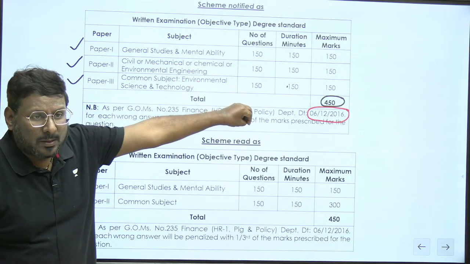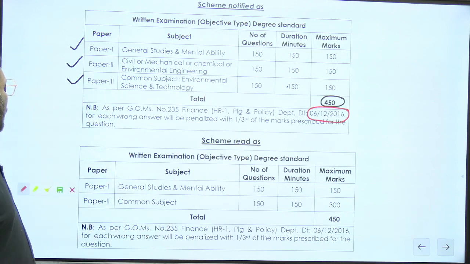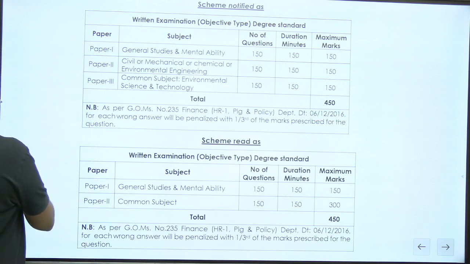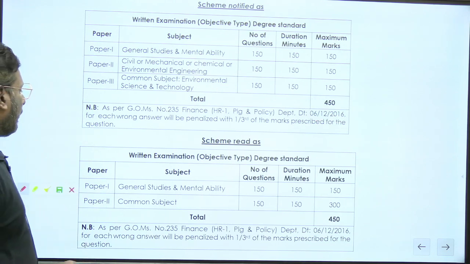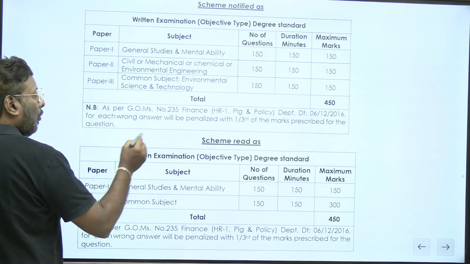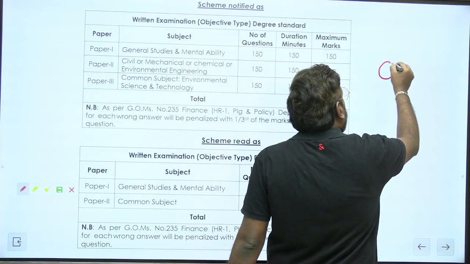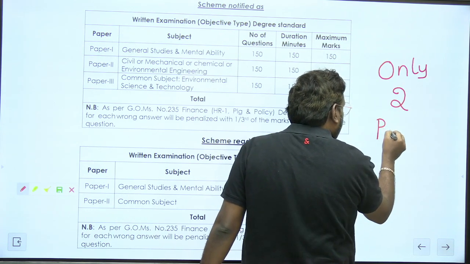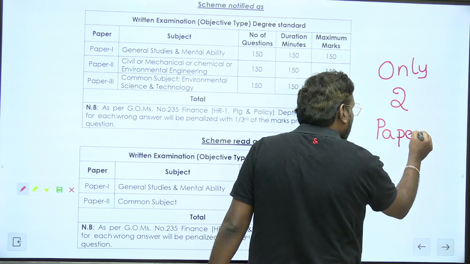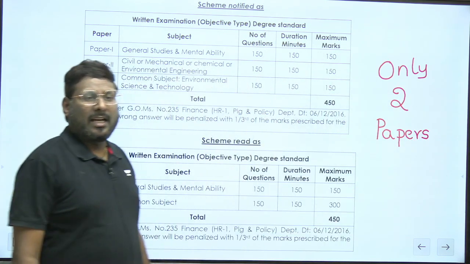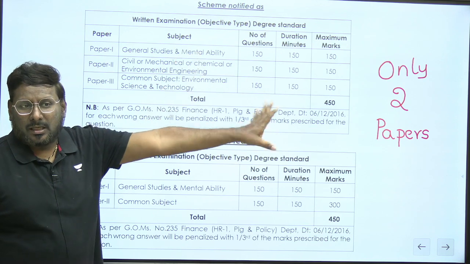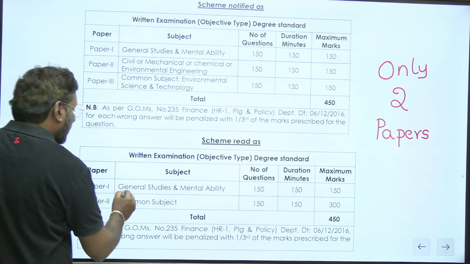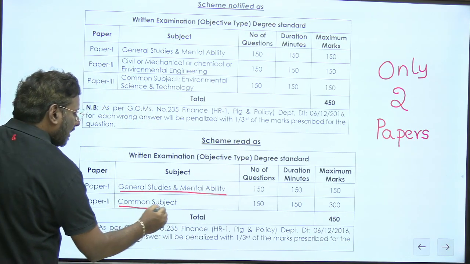Now the policy has been changed and modified. This is as per the old pattern. Now the new policy, new scheme. What is the new scheme? Only 2 papers, not 3 papers. The 3 papers scheme is cancelled and modified to 2 papers. What are the 2 papers? General Studies and Mental Ability, and a common subject.